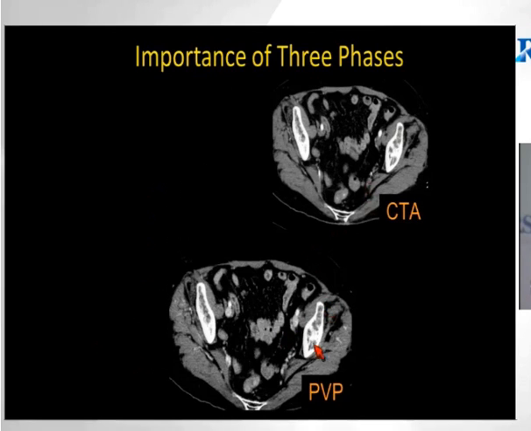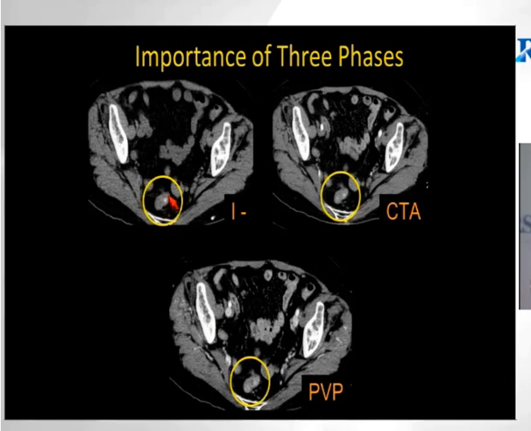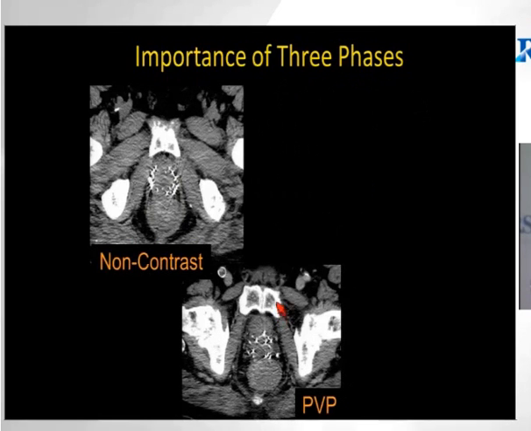Here we have CT angiography and portovenous phase. There is high density material in the rectum, but it's the non-contrast phase that tells us that it's pre-existing. This patient is not actively bleeding and very likely can be admitted, observed, prepped for colonoscopy, but no intervention is necessary at this point.